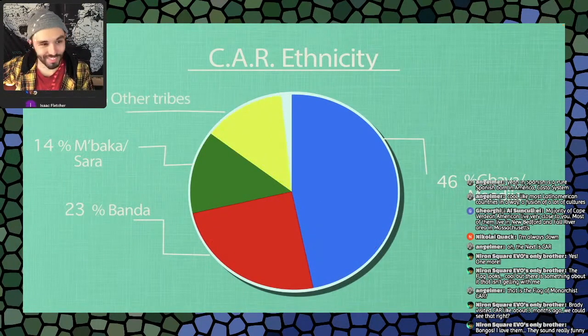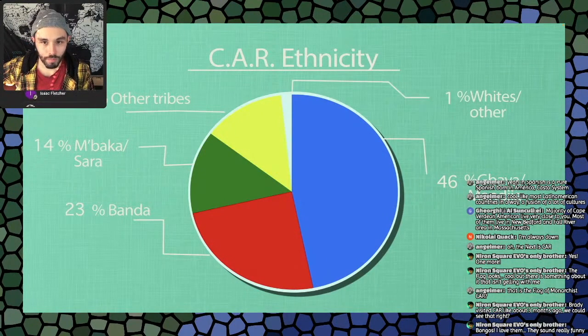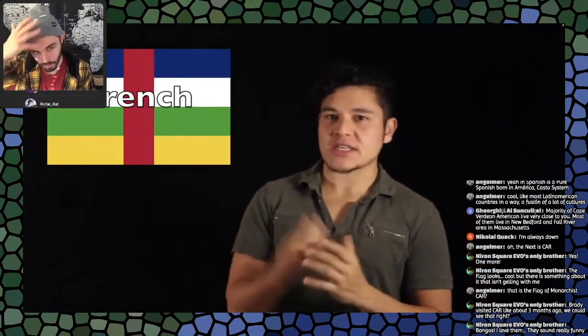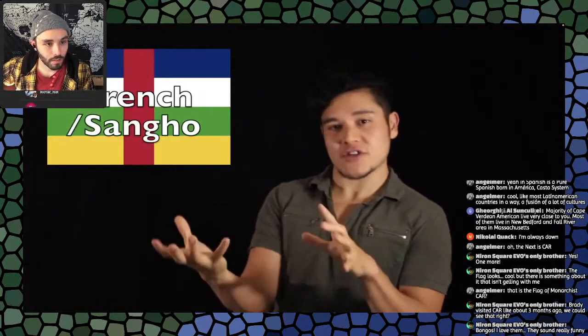The rest are other African tribal groups, unaffiliated, and a small community of whites, mostly French or Belgian in descent. Now, here's the cool thing. Yes, French is an official language, however, more people in the Republic actually speak Sango, the other official language.